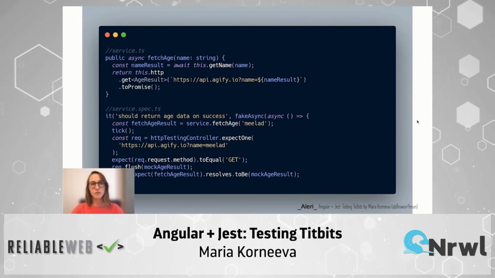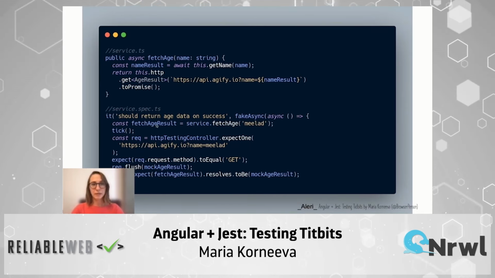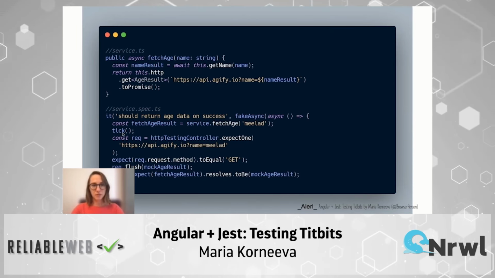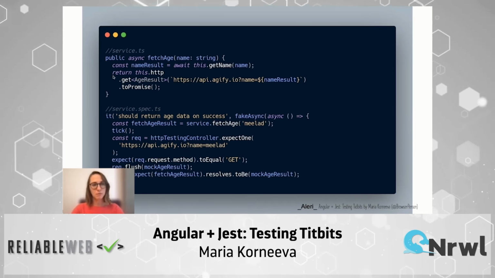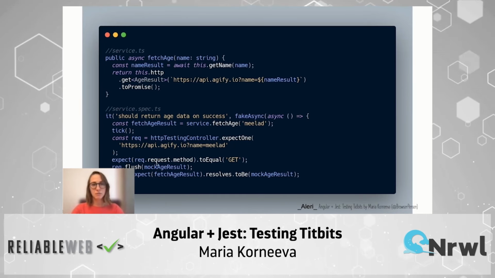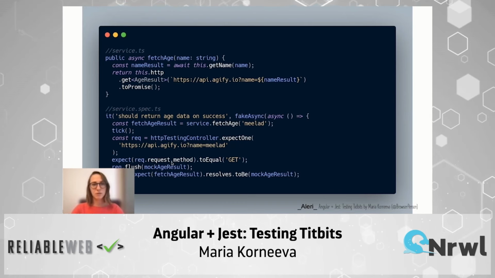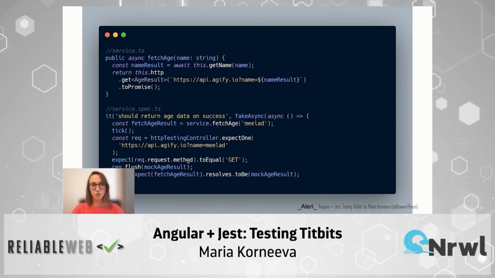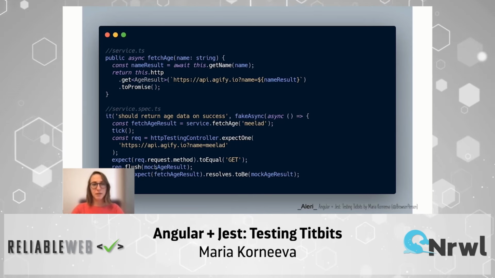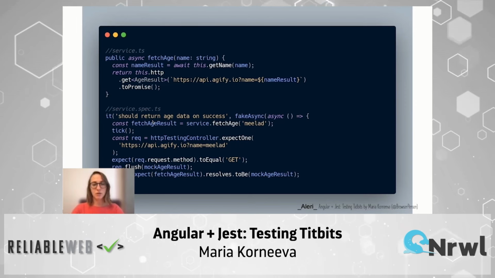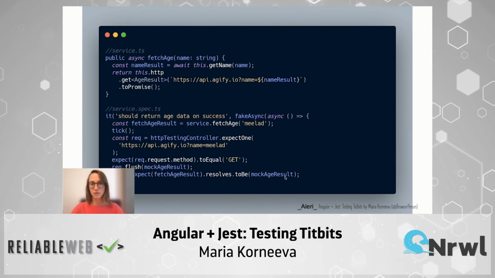There is an alternative syntax for this test. We get our promise by calling the fetchAge method. We tick through this. We are again in front of this return statement. We make our request. We expect some aspects of this request to take place, to be true. We flush the result, and then we wait for the promise that we got in here to resolve as expected.